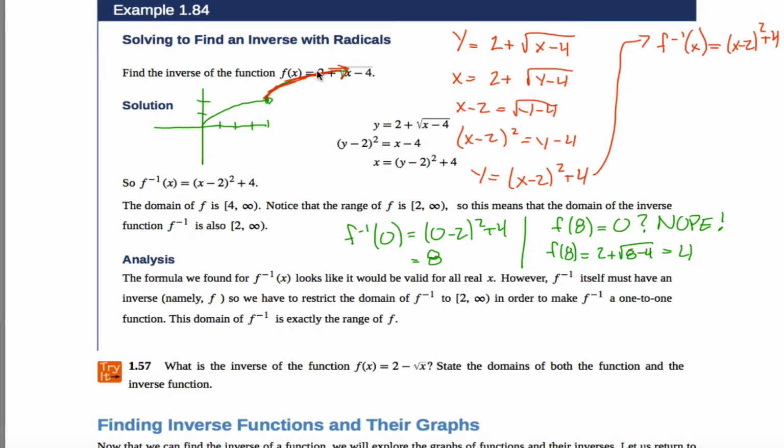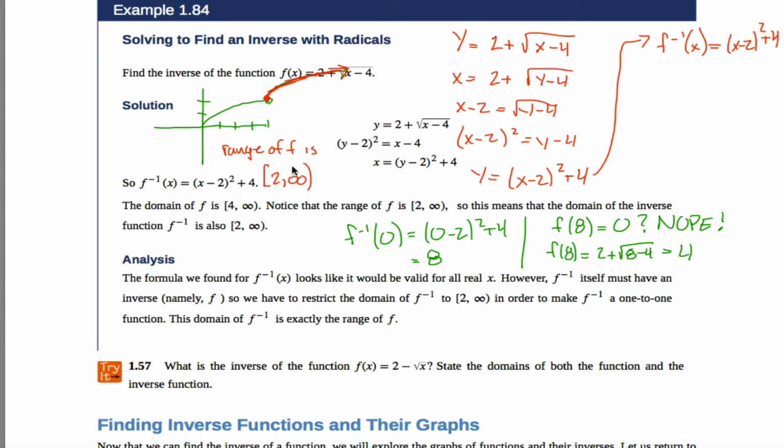All possible numbers cannot come out of this function. It is not possible for any height below 2 to come out of this function, right? 1 can't come out of this function. There is no height of 1 corresponding with an input on this graph. The range of f is numbers from 2 to infinity.